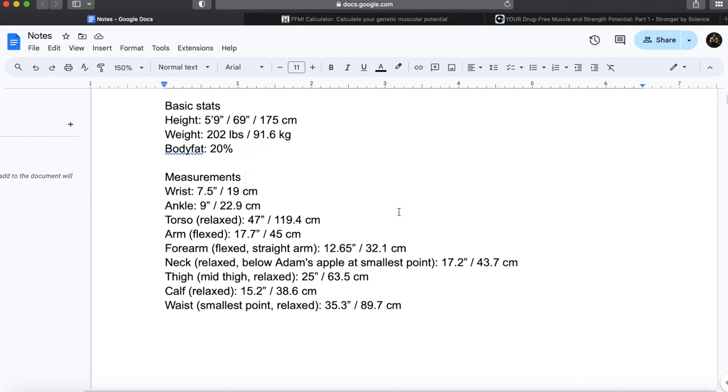The forearm measurement, this is flexed, so you're closing your fist. So you're not flexing it as much as you can. You're tightening it as much as you can, but you're not flexing it to get a big measurement.